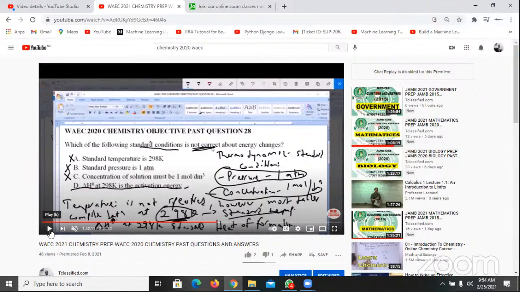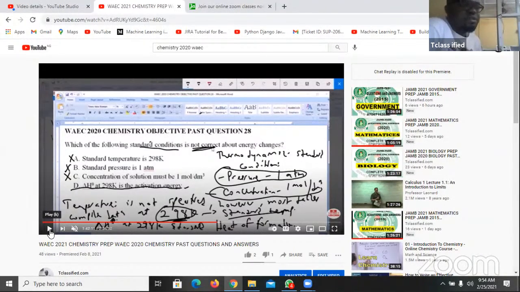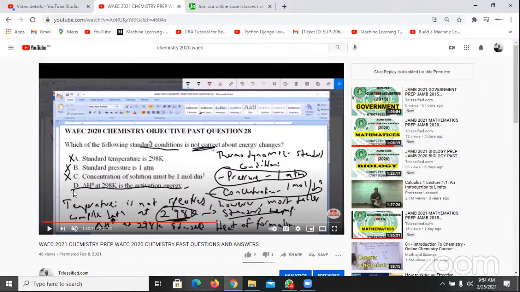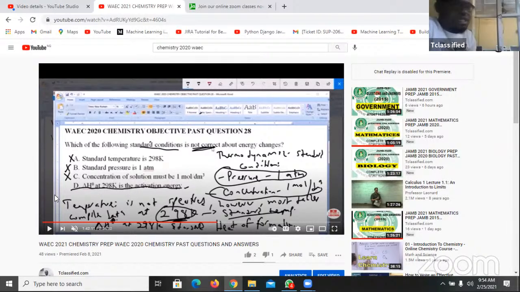So why is it not correct? No, it's correct now. B is correct. C is correct. They are asking for the one that is not correct. Forget about the X signs that are in front. X signs are just telling you that this option is eliminated. A option is eliminated. B is eliminated. C is eliminated. And the one that is not correct is the last one.